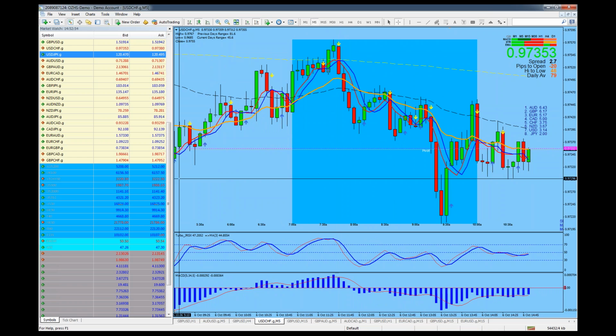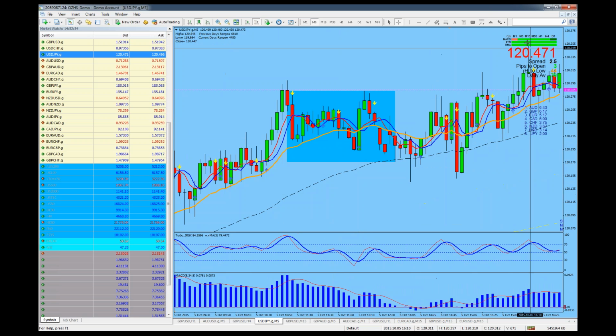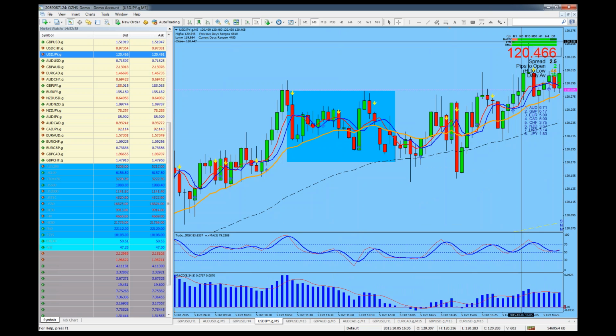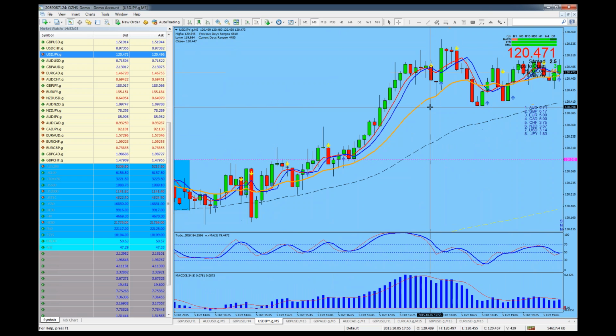So let's look at dollar yen, and you see dollar yen for the most part here was long. All of these time frames are long. And if the M1 is short, that doesn't mean too much because it's just a pullback. You got me?